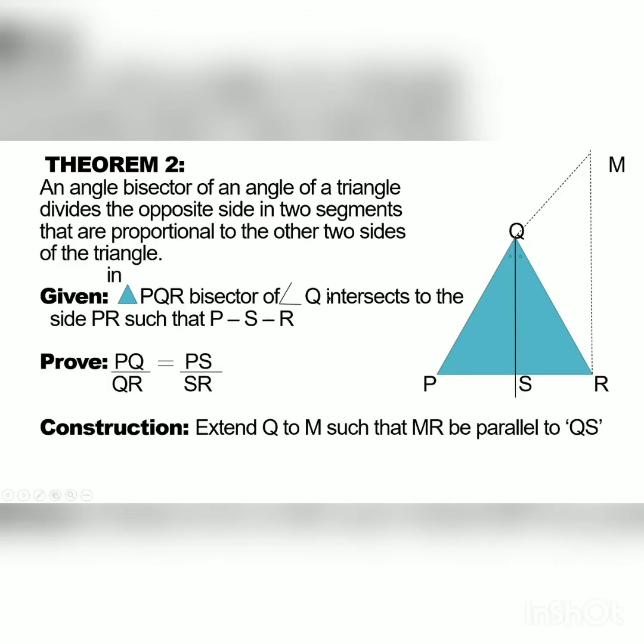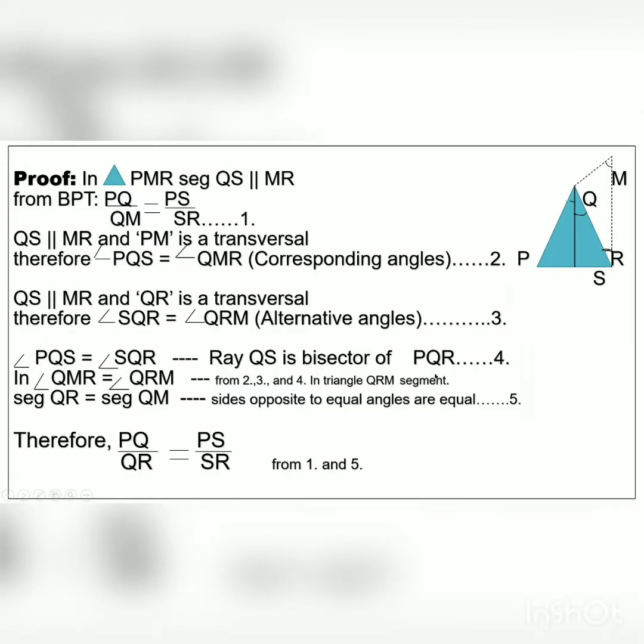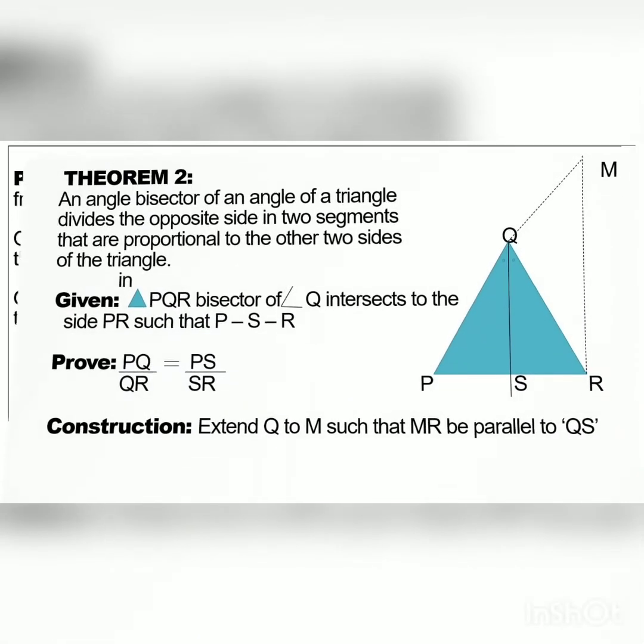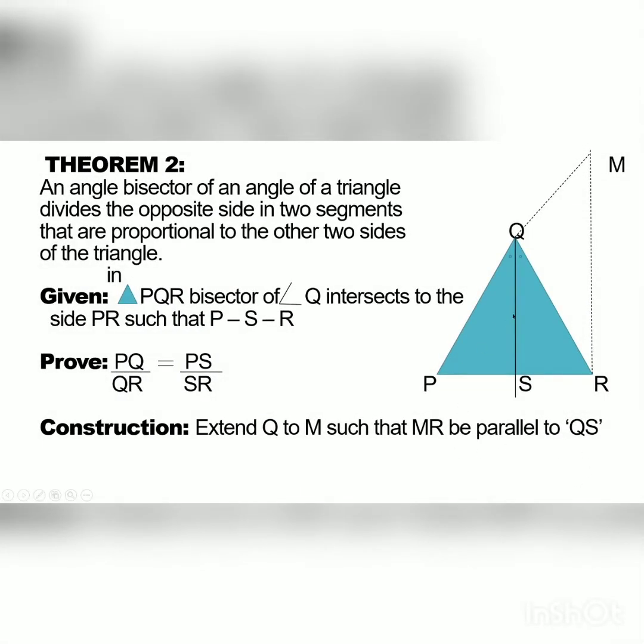So first you have to draw the figure. Here I have already drawn the figure. Triangle PQR, and the bisector is QS, which bisects angle PQR, such that angle PQS equals angle SQR.